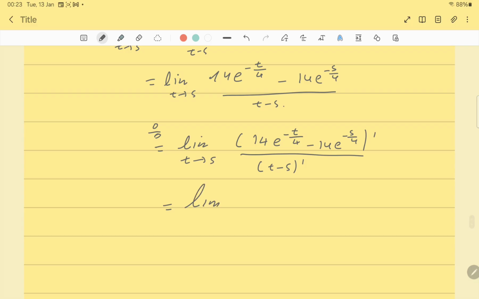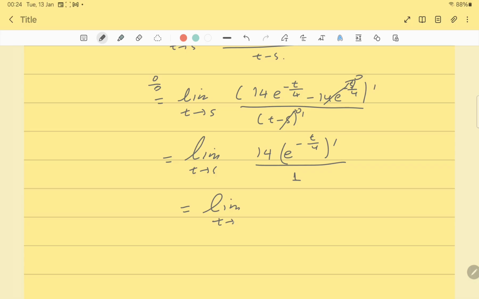So that's going to be the limit as t goes to 5. The derivative of the numerator is going to be the following. The derivative of the second term is going to be 0. So it's going to be 14 times e to the minus t over 4. The derivative of the denominator: the derivative of minus 5 is 0, and the derivative of t is just 1.